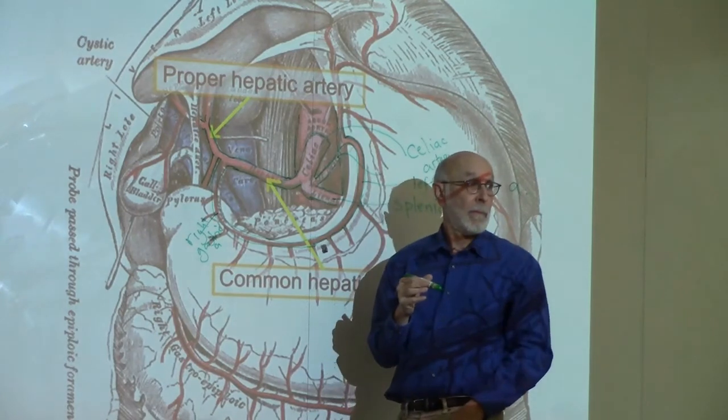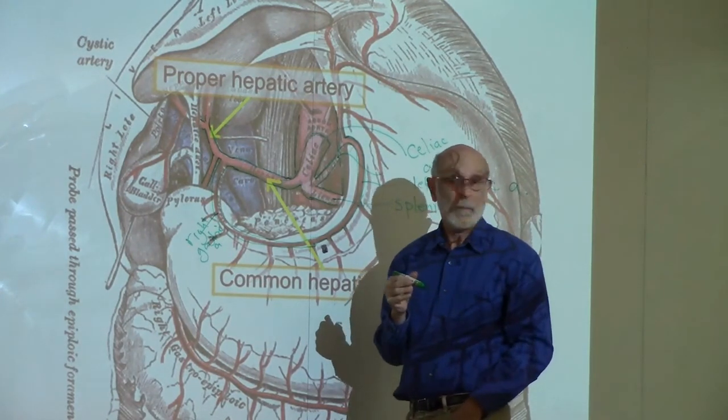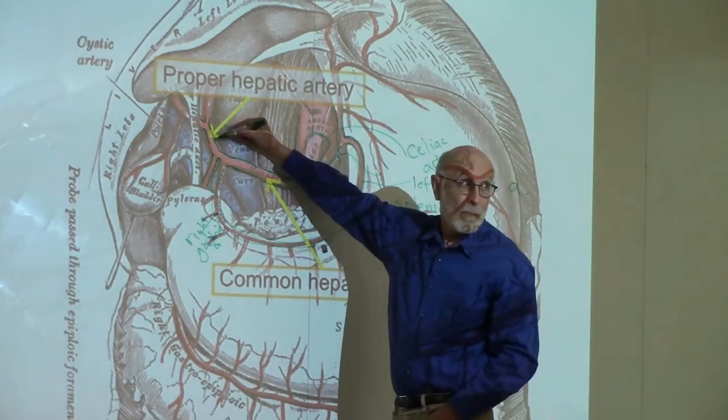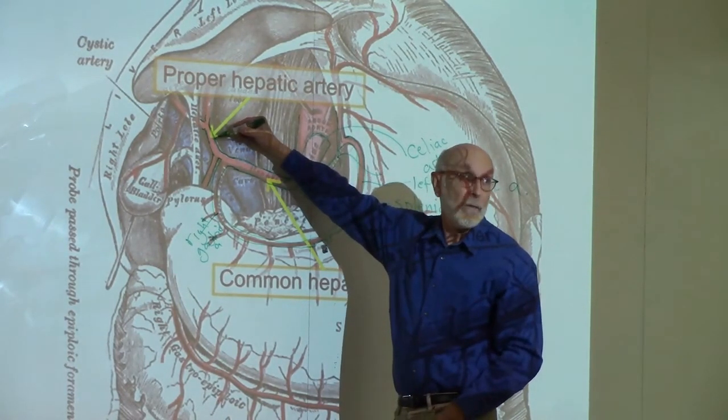Yes? So you said the abdominal aorta, the celiac artery, common hepatic artery, and the proper hepatic artery take blood where? To the liver. To the liver.